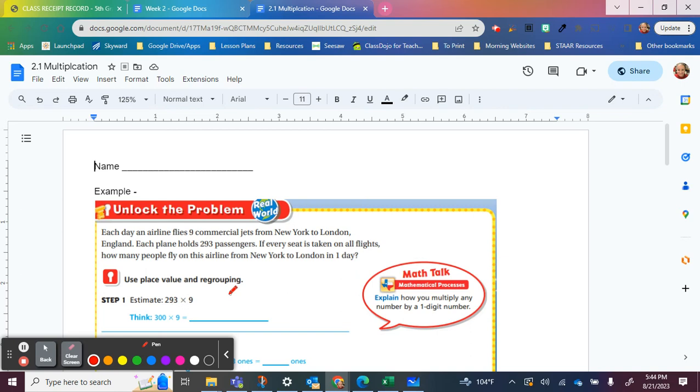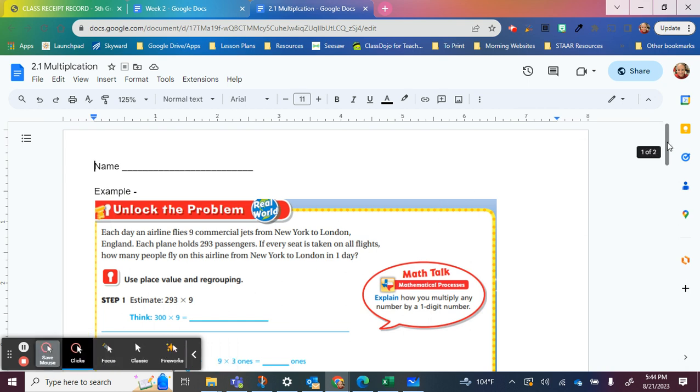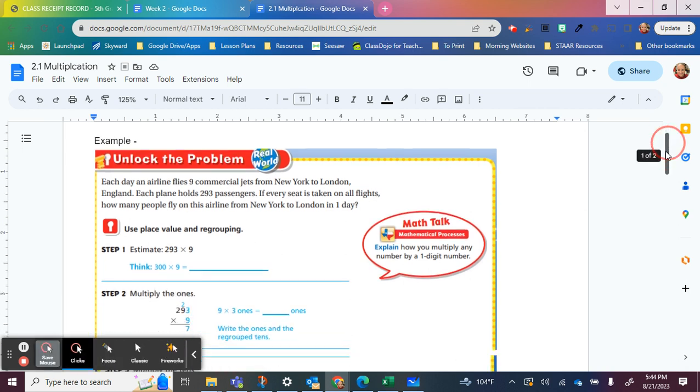Hello, everybody. Today is the 21st, it's Monday, and we started our unit on multiplication today. And so I just wanted to go back over and show you what we did, just in case you were absent or if you would just like a review.